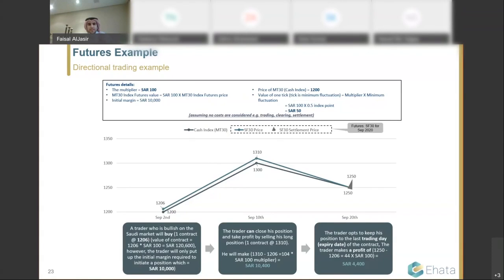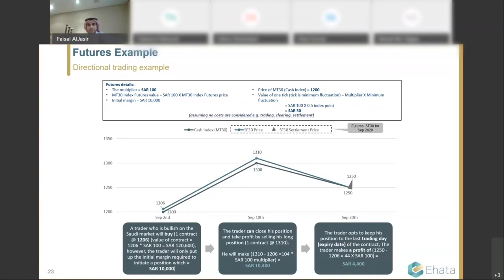And on the second of November, let's say a trader who is bullish. Bullish means that he's optimistic about prices. Prices will go up. He is bullish about prices. So what he does, he goes and buys one contract. He will buy the one contract at 1,206. That's the future, and he's buying that contract for delivery in September, which is, as we said, the third Thursday of the month. So he entered into the contract.